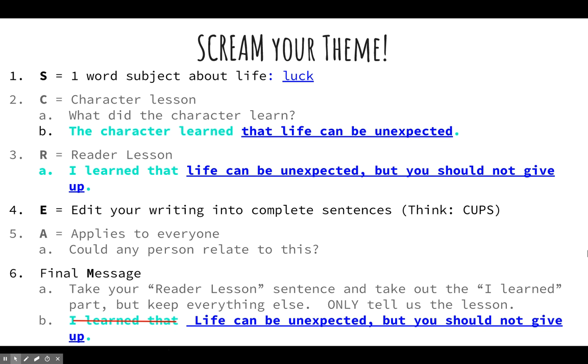These are all of the steps that you would go through. And don't forget, your final message, your final theme has no I. You don't have the word I in the sentence because it's not about you anymore. And these are the steps that you would go through in order to find your theme.